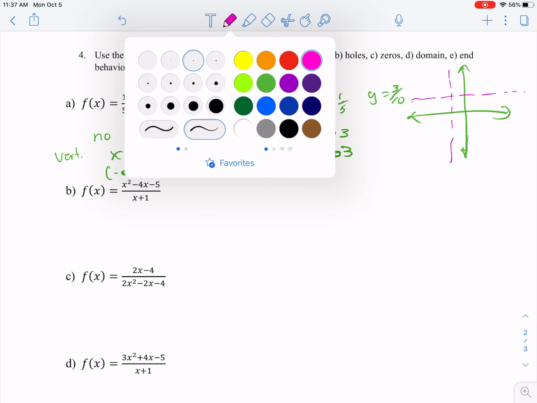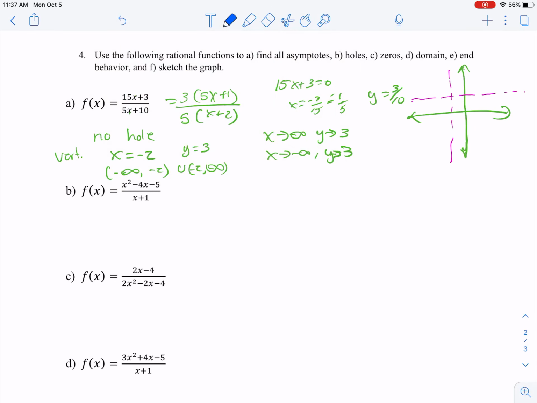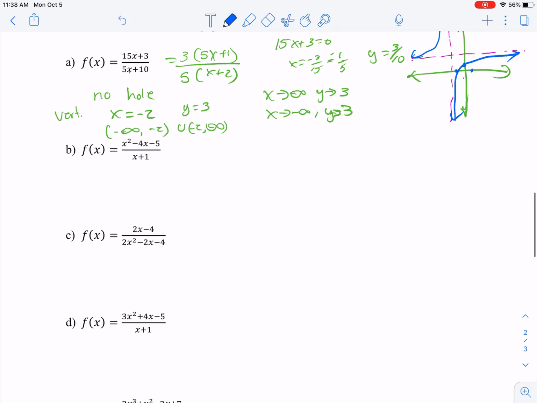And then remember, when you graph, you just have to pick some points. What happens when you plug in 0? We said the intercept is at 3/10, so that's down here. And your x-intercept is at -1/5, so it's here. So this is going like that. What's it doing on the other side of that asymptote? If you plug in -3, you get -45 plus 3, so that's negative over negative, which is positive, so it's up here. Okay? A little complicated.